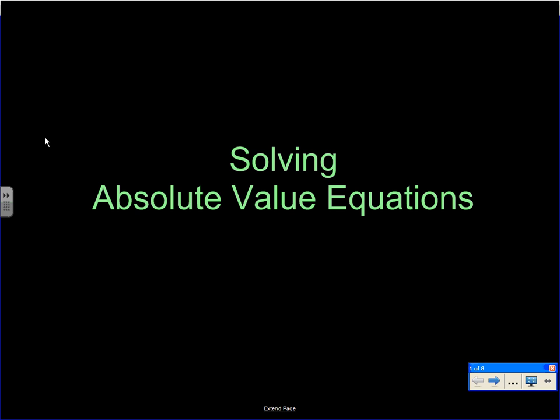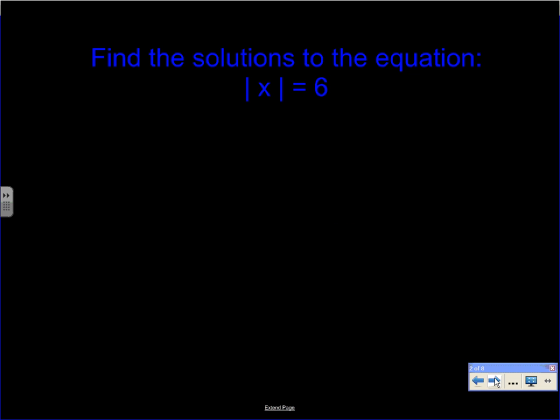We're going to be working on solving absolute value equations. This is probably going to be a short video because I also have another video on solving absolute value inequalities. But for this one, we work with equations. These equations will have an equal sign in them.